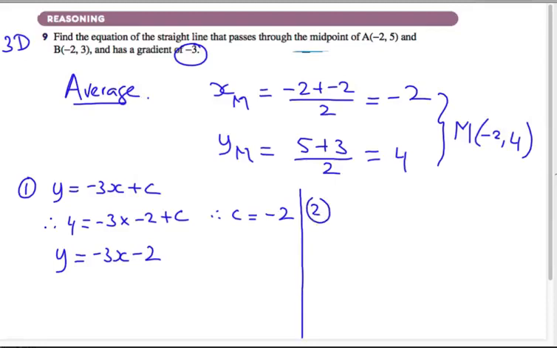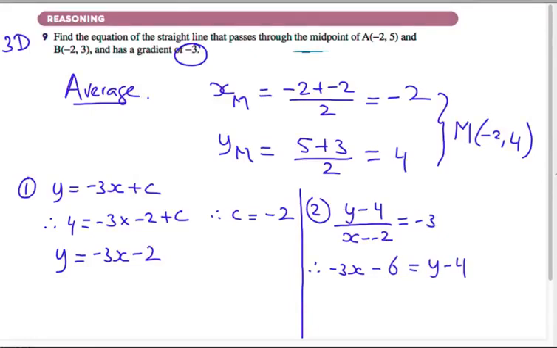Or I use the gradient formula and I say y take that y coordinate of M, that's 4, over x take the x coordinate of that midpoint, -2, must be the gradient, because this is the gradient formula, and the gradient is -3. Rewriting that and cross multiplying makes it -3 times x, -3 times +2, that's -6, equals y take 4.